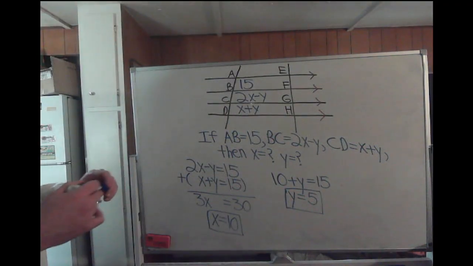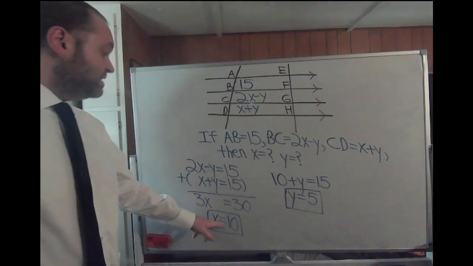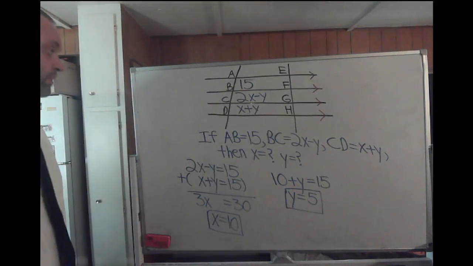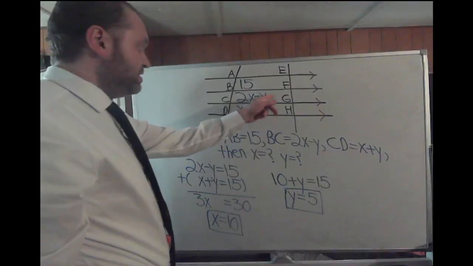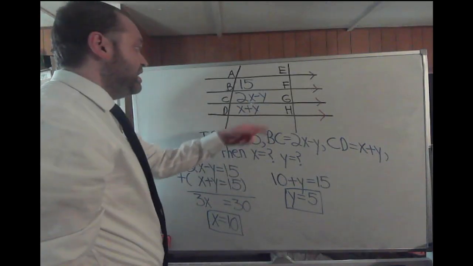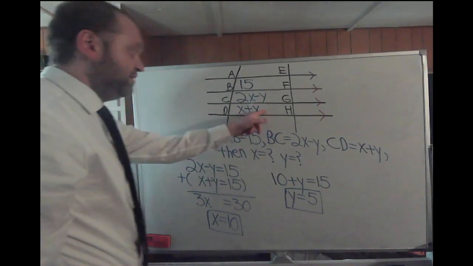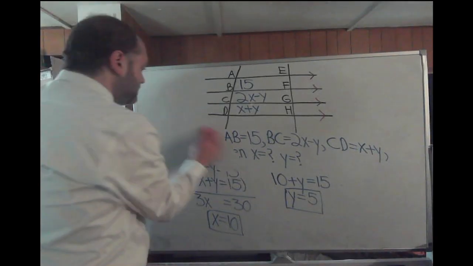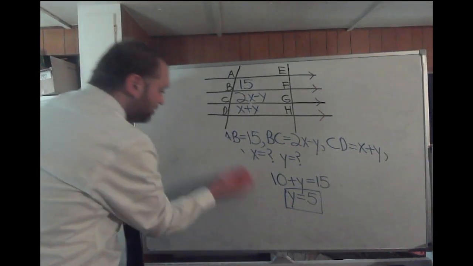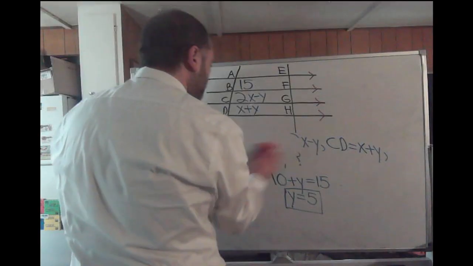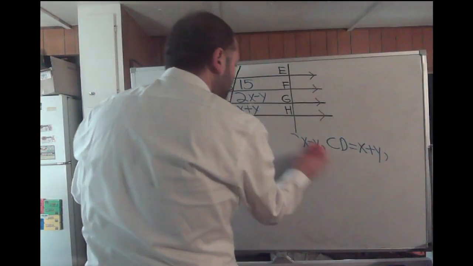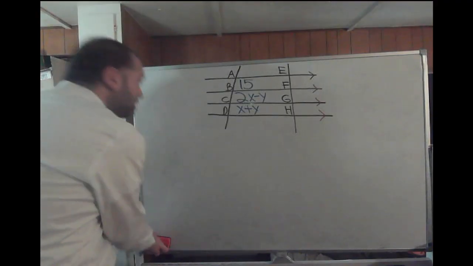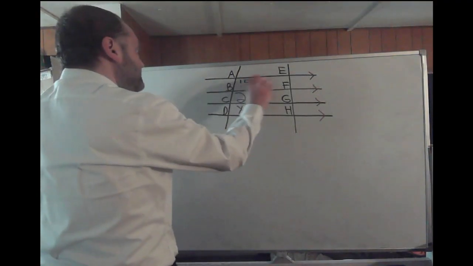So you would end up getting then that x equals 10, y equals 5. And if you stick in each value into these equations, it checks out. You would get 15 for BC and 15 for CD. I got one more with this theorem. And then I got two more theorems that we're going to kind of combine into the same exercises because they go hand in hand. Let me erase this here.